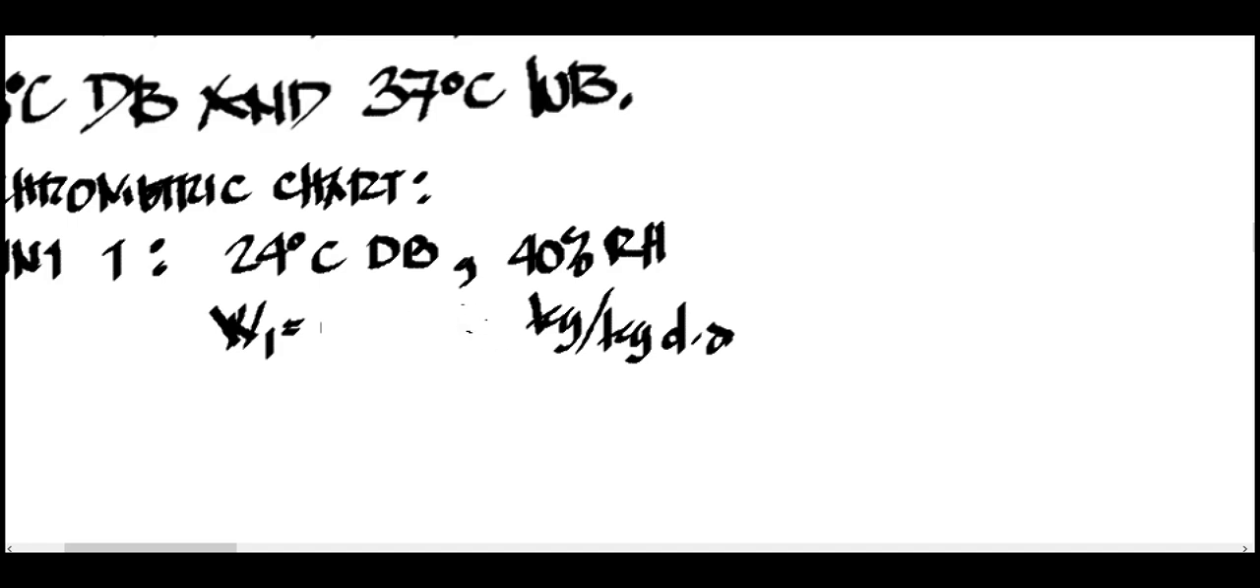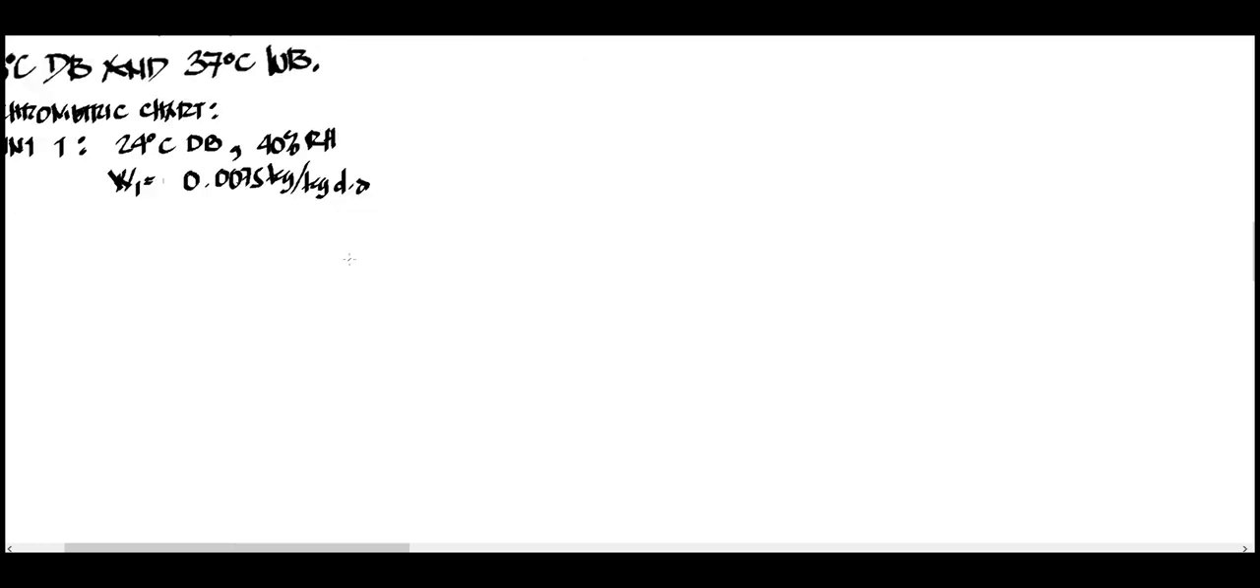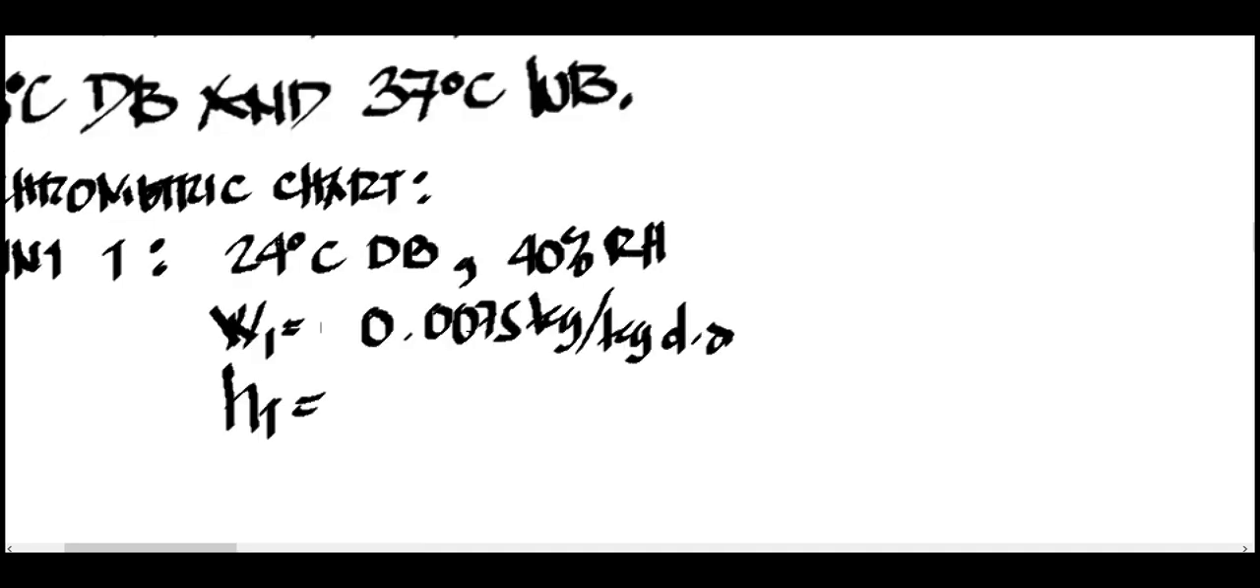Change this one. So it will be 0.0075. Then our enthalpy at point 1 is 43 kilojoule per kilogram of dry air.